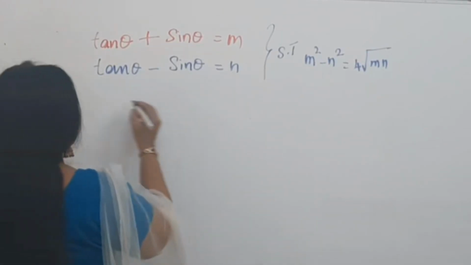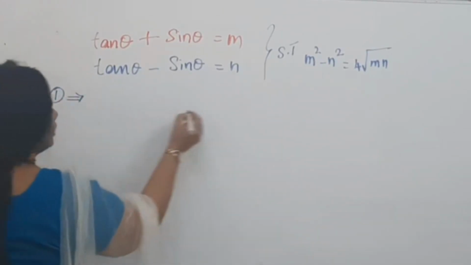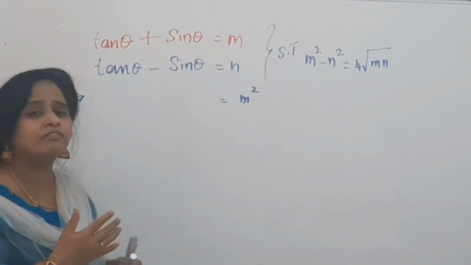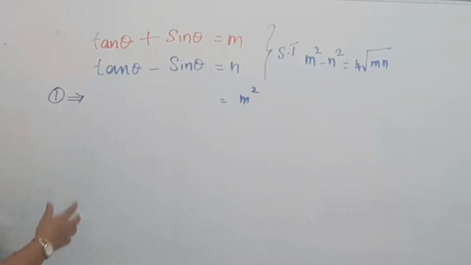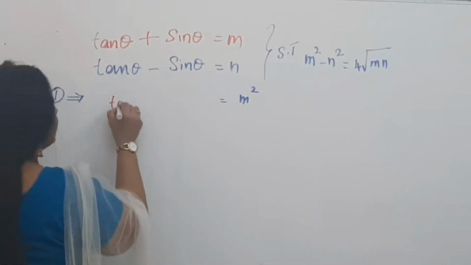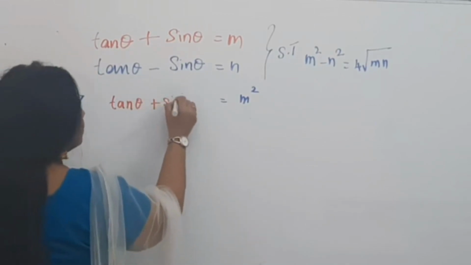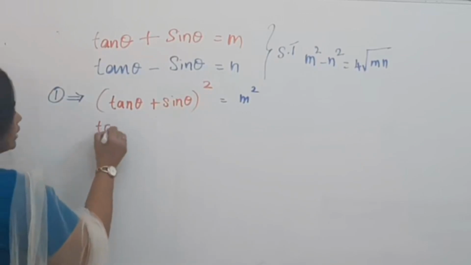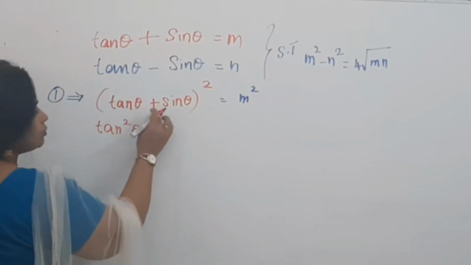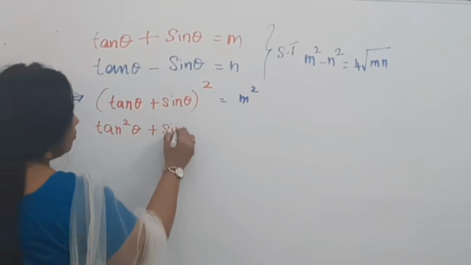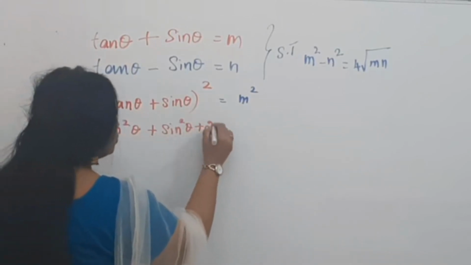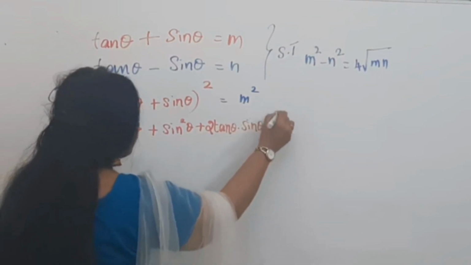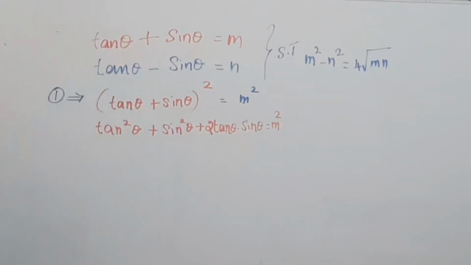So go for finding the m square. The first one implies, I'm writing here itself, so you will not be confused. So m square is nothing but (tan theta plus sine theta) the whole square. That is my m square. So now I am expanding, (a plus b) the whole square: tan square theta plus sine square theta plus 2 tan theta sine theta. That is my m square. So I got my m square right now.